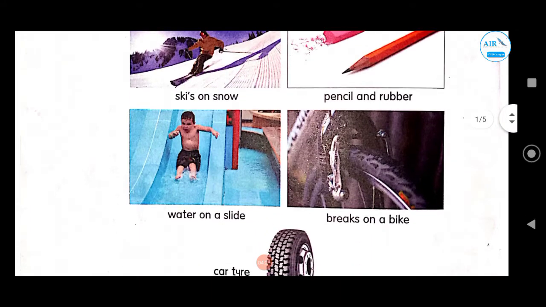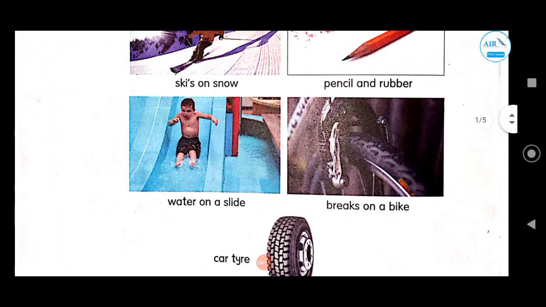Also, due to friction, we apply brakes to our cars, our vans, bikes, motorcycles.